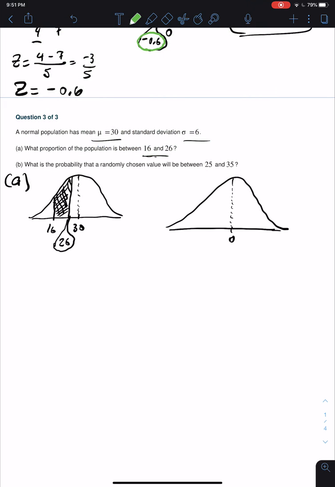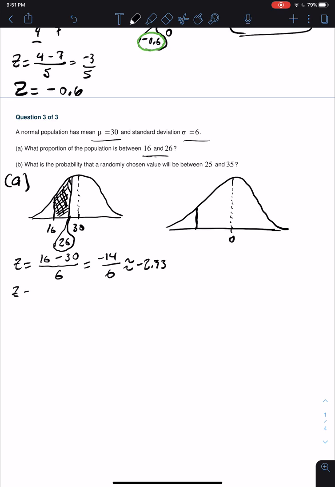And let's use some green. Before I do that, let's figure out what these values are in terms of z-scores. So how do we do this? We take z equals a raw score of 16 minus my mean of 30, over the standard deviation, which was 6. So 16 minus 30 gives me negative 14 over 6. Therefore this z-score, negative 14 over 6, is approximately, we do have to do some rounding, negative 2.33.